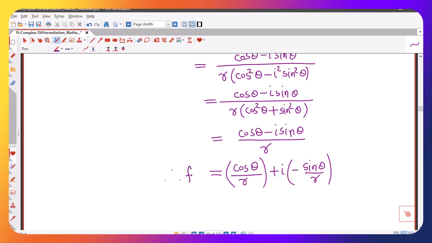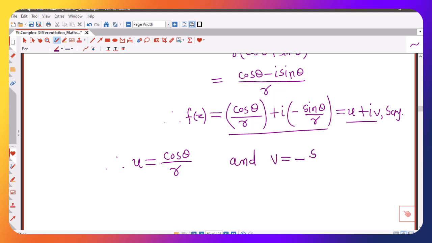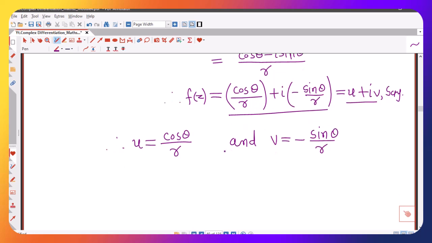Therefore our function is written in this form, u plus I times v, and now we can compare this quantity with u plus iv, and you can see we have u equal to cos theta divided by r and v equal to minus of sin theta divided by r.